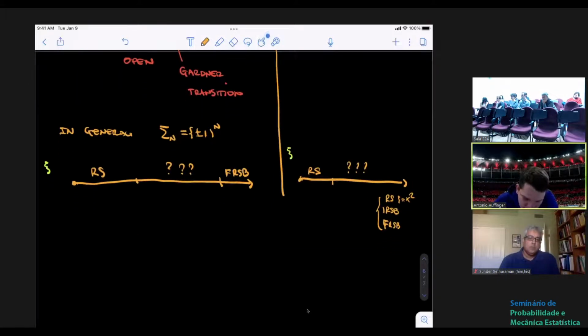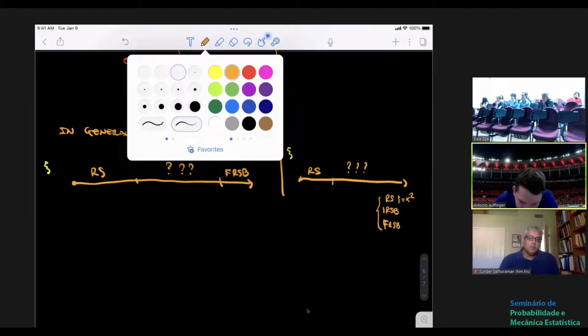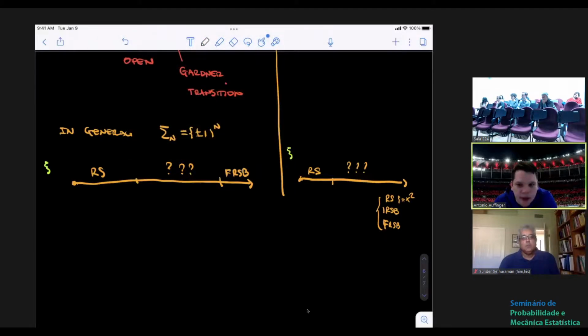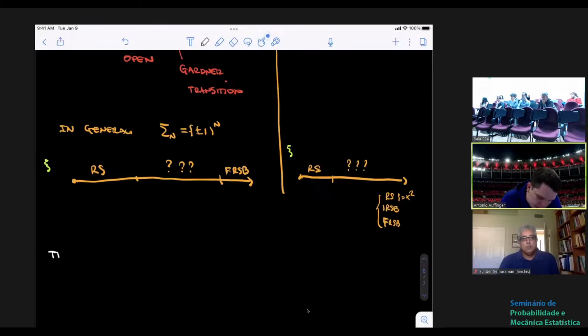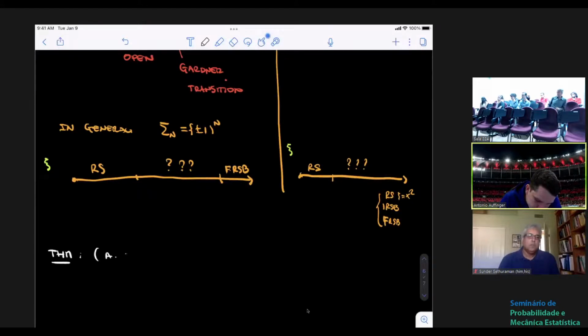Well, this is what was known by the physicists, and this is one of the rare cases where us mathematicians will actually prove a theorem, and the physicists didn't know. Okay, so here's a theorem. This is the second theorem that I wanted to present. This is joint work with Qiang Zeng.